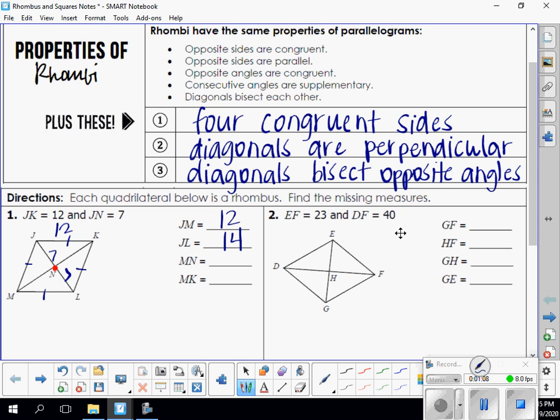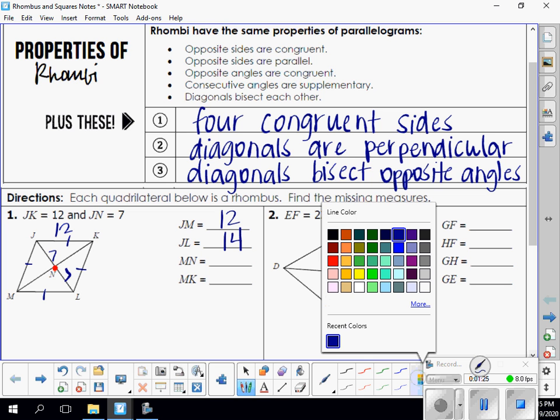But like rectangles, in rectangles it said diagonals were congruent. That's no longer said here. It just says diagonals bisect each other. And then there's 2 new things for diagonals. So congruent diagonals are only for rectangles. For rhombi, we have some new properties for diagonals. One it says is that they're perpendicular. What that tells me is that they're intersecting at a 90-degree angle.